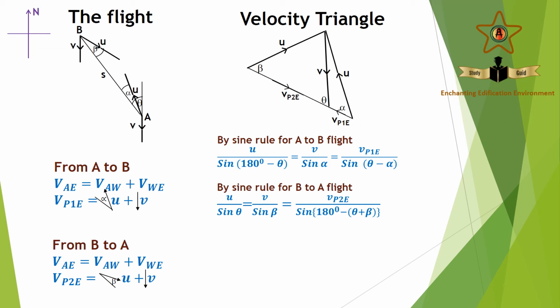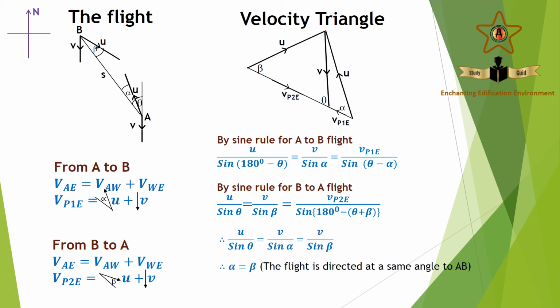Then we can apply the sine rule for the flight from B to A, that is the leftward bigger triangle. Then we get u over sine theta equals v over sine beta, which is equal to Vp2e over sine (180 minus theta plus beta). Since sine (180 minus theta) is sine theta, we get u over sine theta equals v over sine alpha, which is equal to v over sine beta.